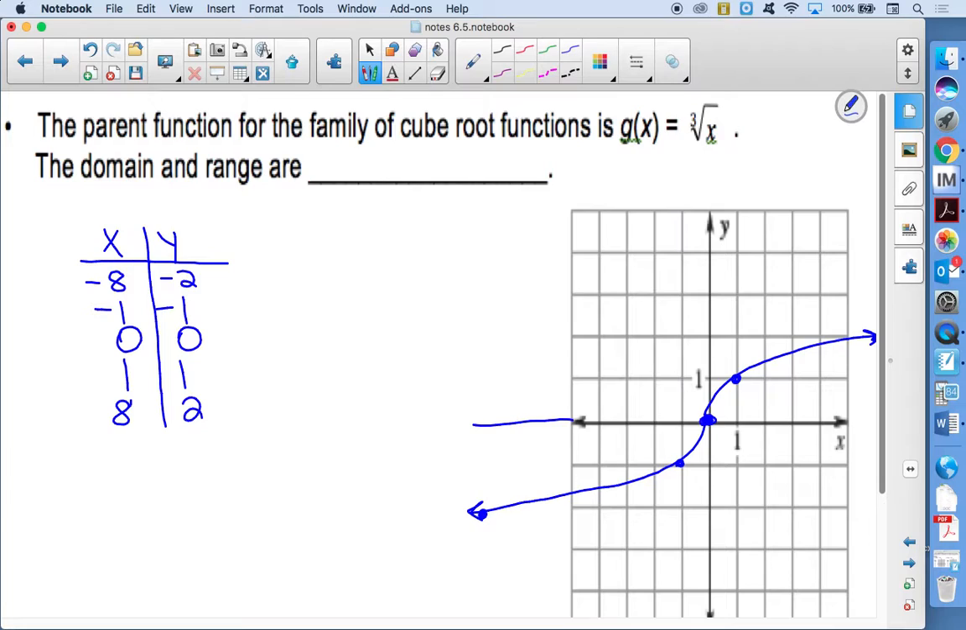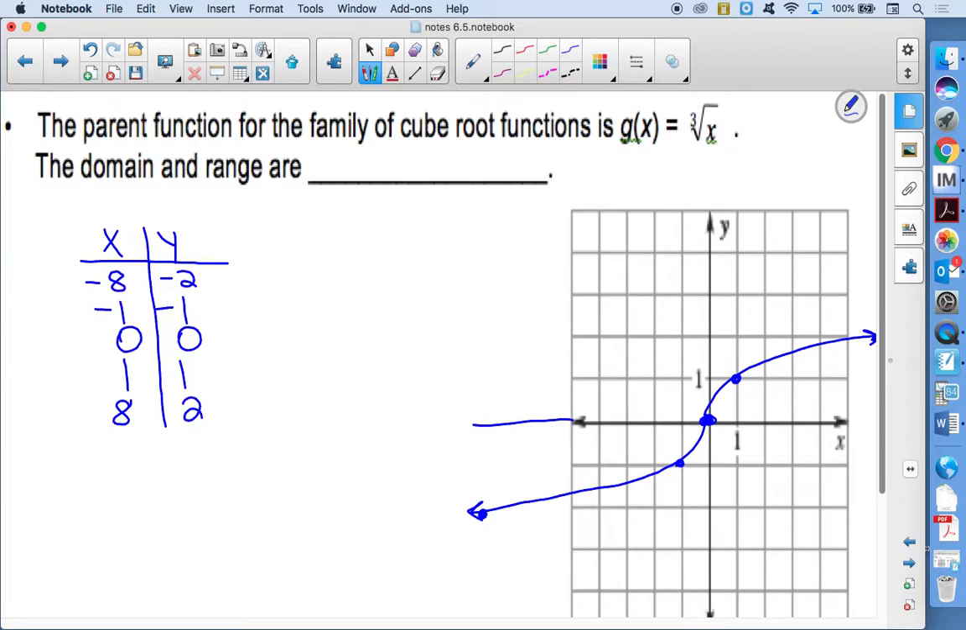So a square root only has the right side because you can only take the square root of positive numbers. But the cube root has two sides of it because you can take a cube root of a negative and a positive number. So that's why it has the two sides left and right of 0 on the graph. Questions?